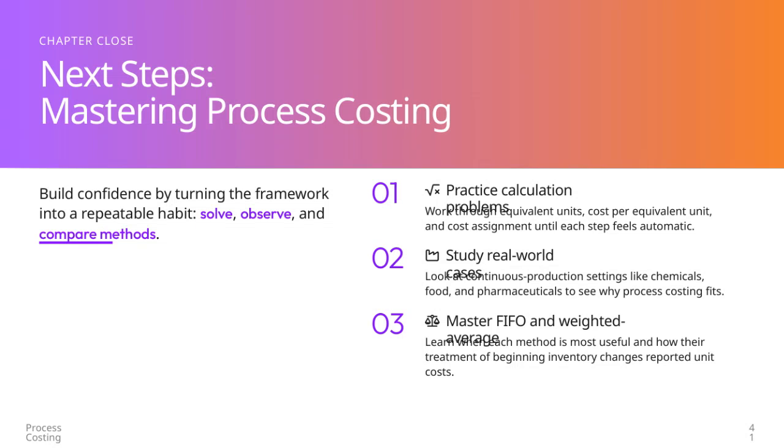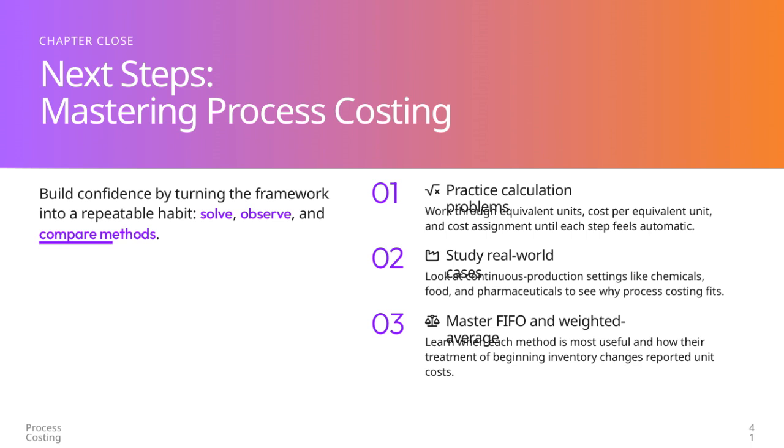To build confidence with process costing, the key is to turn the framework into a habit you repeat regularly. Start by solving problems, then observe the results, and compare different methods to deepen your understanding. Practice is crucial. Work through calculation problems involving equivalent units, cost per equivalent unit, and cost assignment until these steps feel automatic and intuitive. Next, study real-world cases, especially in continuous production industries like chemicals, food, and pharmaceuticals. This helps you see why process costing is the best fit in these environments and how it's applied in practice.